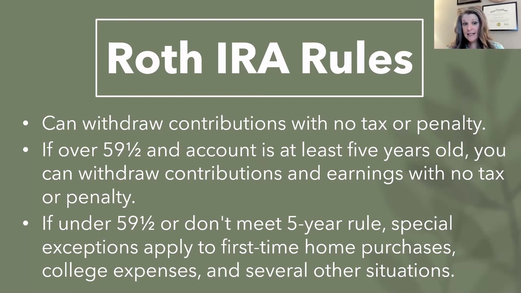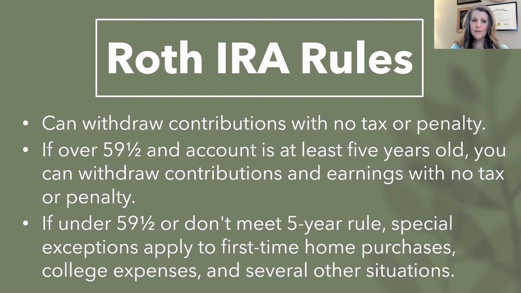Now, if you're over 59 and a half and you've had your Roth IRA account open for at least 5 years, then you can withdraw both the contributions and all the earnings and growth with no tax, no penalty. So it's an interesting, kind of tricky rule, that 5-year thing. So anyone that's thinking about doing a Roth IRA, I say, start it as soon as you are thinking about it, even if you only put $1,000 in it, because that starts the clock ticking. So you won't have a problem meeting that 5-year rule.